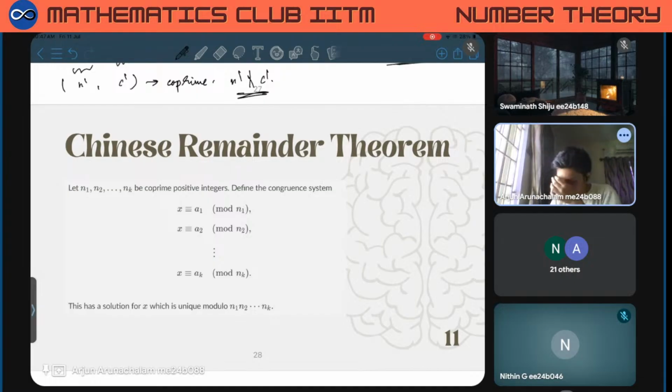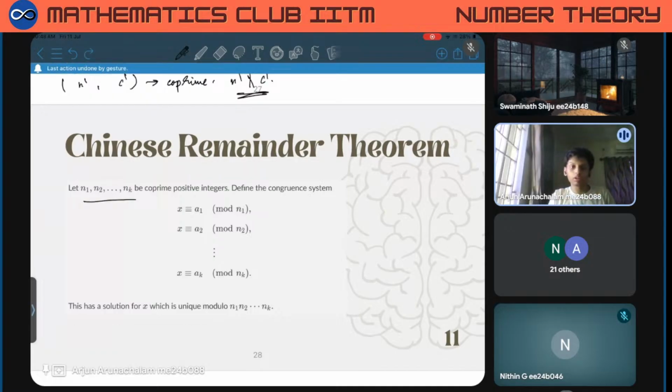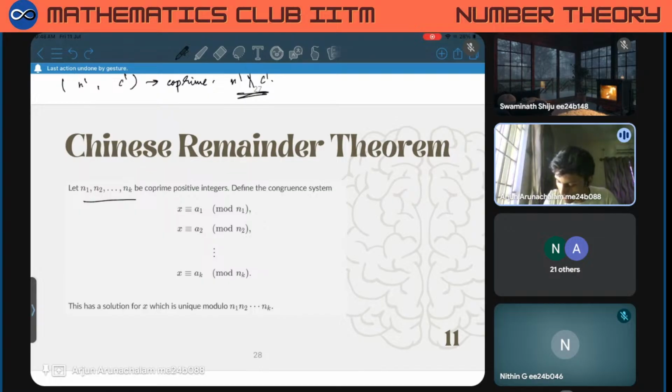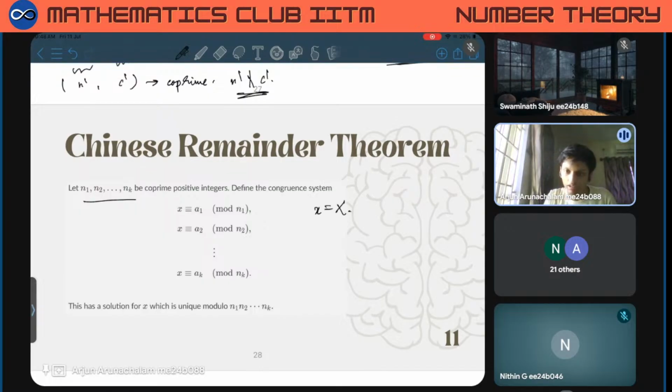So it states that if you have, let's say, some k positive and co-prime integers, and you define a congruence system like x is congruent to a1 mod n1, x is congruent to a2 mod n2, and so on, then this has a unique solution modulo n1 n2 up to nk. So basically, let's say you have all this, right? Let's say the solution for this is x.